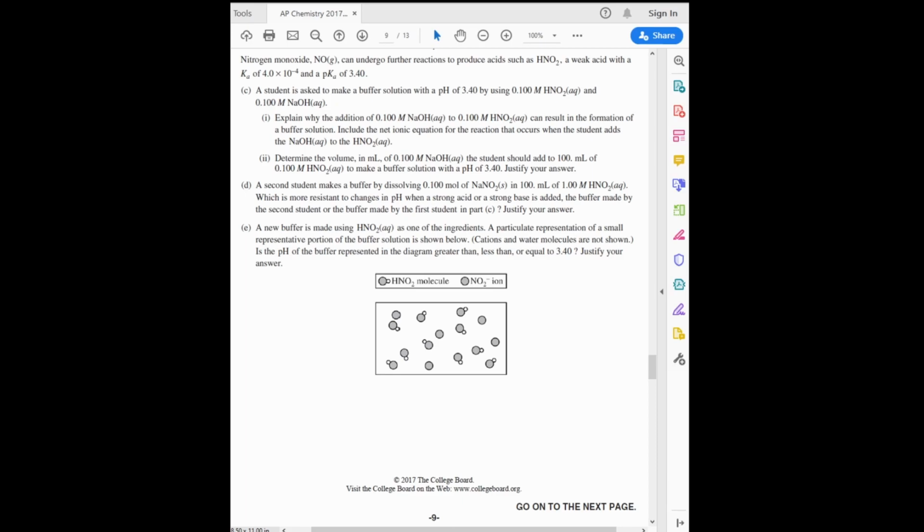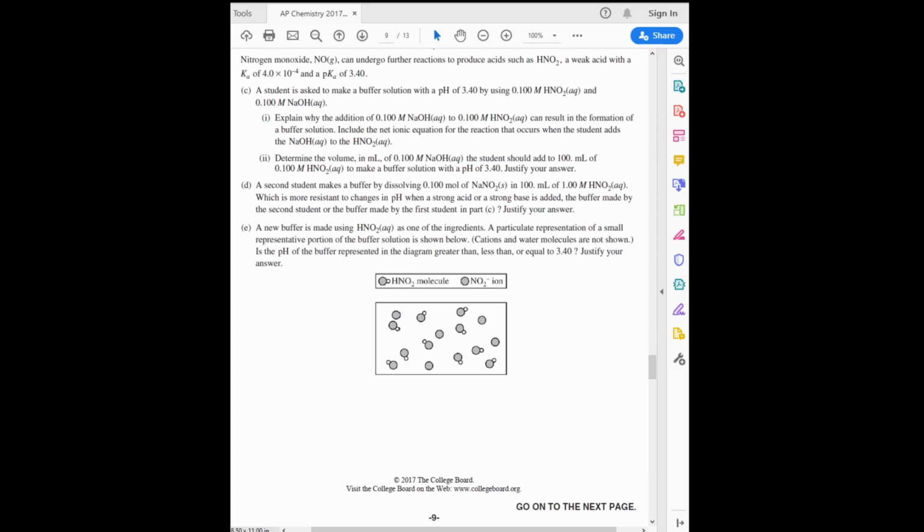This goes back to Henderson-Hasselbalch. What we need to know is if we have more NO2 minus, more HNO2, or the same amount. If we have more NO2 minus, going back to Henderson-Hasselbalch will tell us that if there's more NO2, we will have a pH greater than 3.4. If we have more HNO2, we'll have a pH less than 3.4. And if we have equal amounts, the pH will be equal to 3.4. And this goes back to, once again, that equation and the concentration.